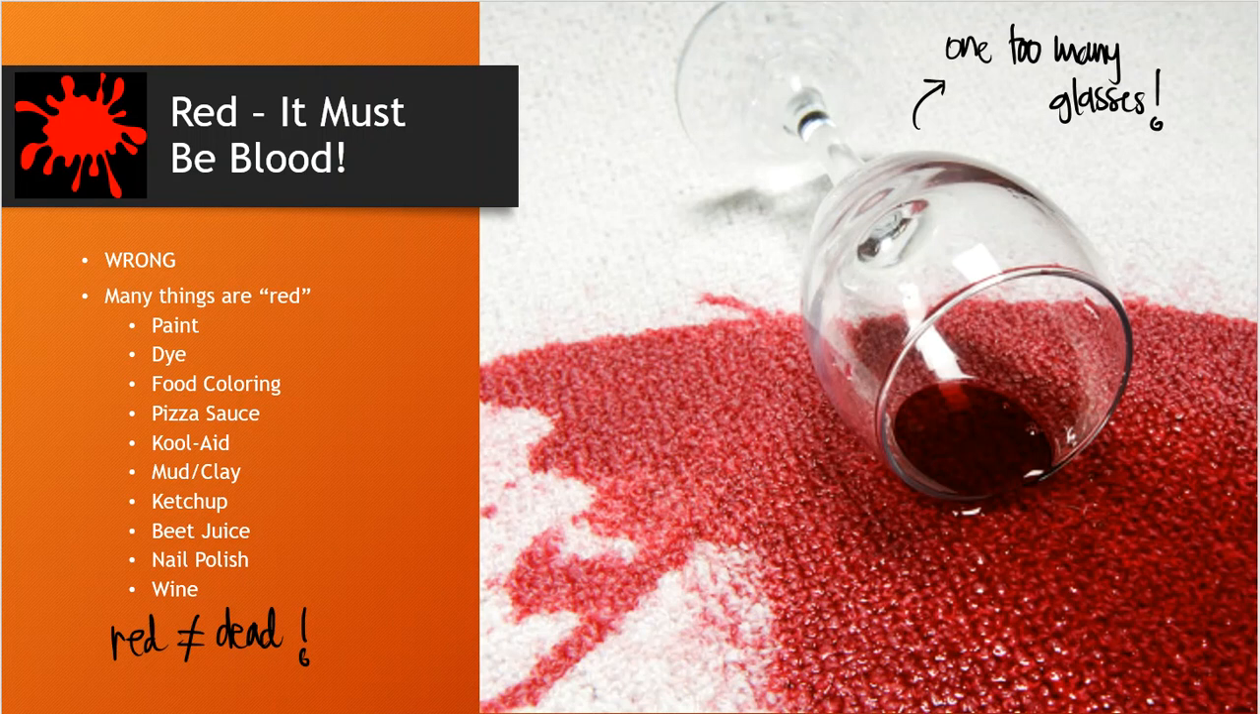On a crime scene, on an article of clothing, on maybe a piece of carpet that has been brought into the lab that we need to test. And these are pretty common things like paint, some types of dyes, food coloring, pizza sauce, Kool-Aid, mud and clay, ketchup, beet juice, nail polish, and of course, red wine.